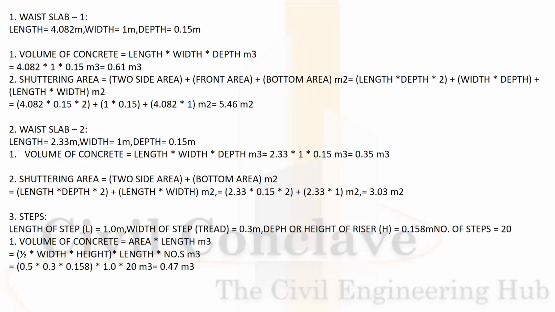Shuttering area, 2 side area plus bottom area. That is length into depth into 2 plus length into width, in square meter. That means 2.33 into 0.15 into 2 whole plus 2.33 into 1, that is 3.3 square meter.